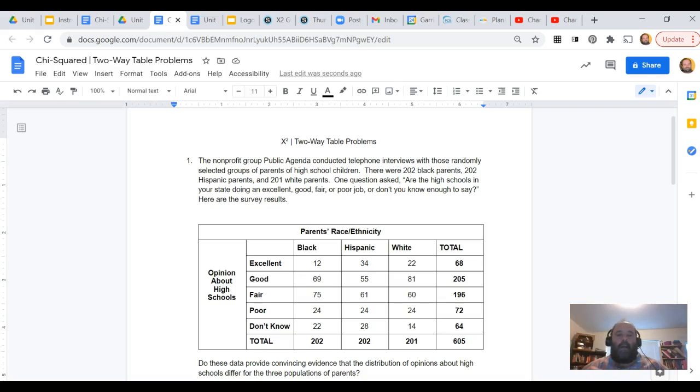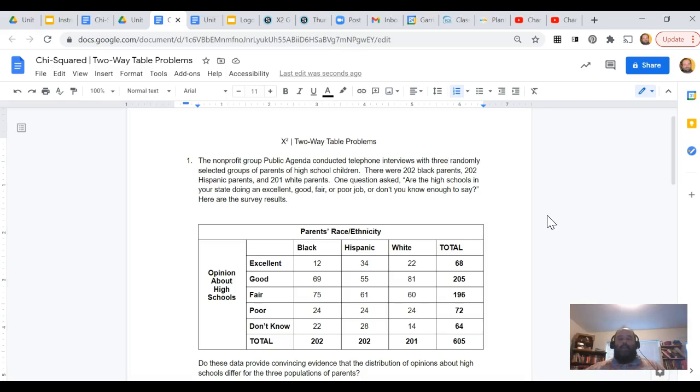Number one says the non-profit group Public Agenda conducted telephone interviews with those. There's a typo. It should be three. There we go. Three randomly selected groups of parents of high school children. There were 202 black parents, 202 Hispanic parents, 201 white parents. One question was asked: are high schools in your state doing an excellent, good, fair, or poor job? Or don't you know enough to say? Here are the survey results.